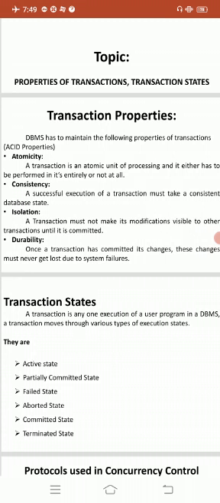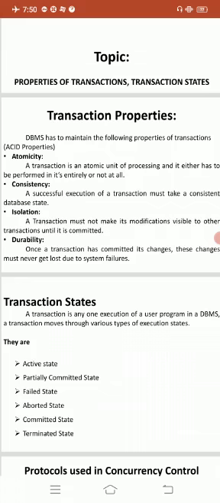Two operations in a schedule are said to conflict if they satisfy all three of the following conditions. What are the conditions? They belong to different transactions. They access the same item X. At least one of the operations is a write item. These conditions are very important here.